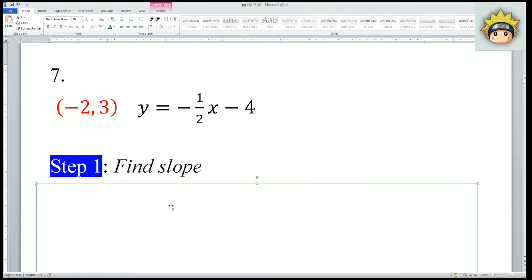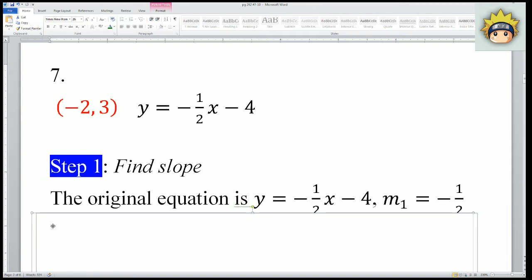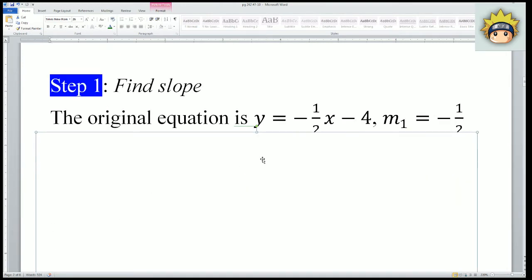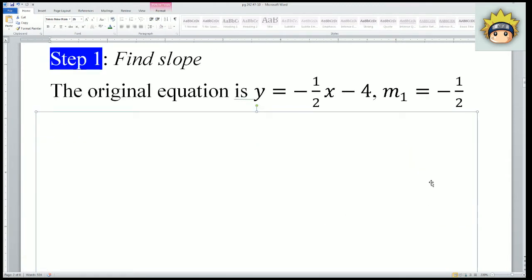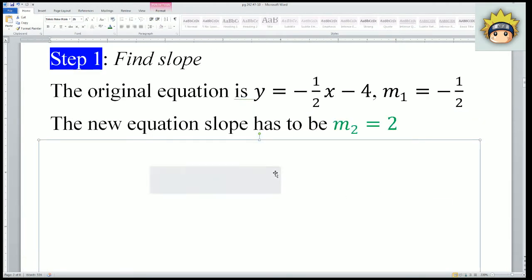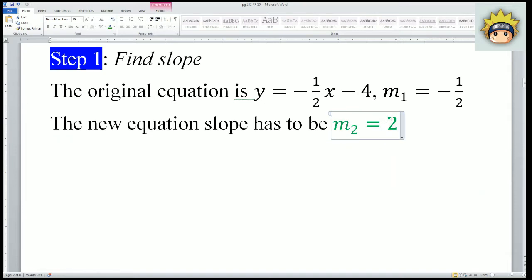How do I find my slope? The original equation is defined as y equals -1/2 x minus 4. The slope of this first equation is -1/2. The new equation must have a slope of 2.